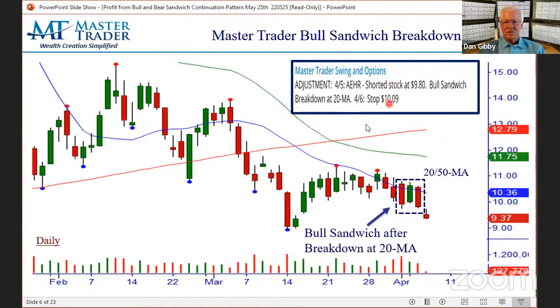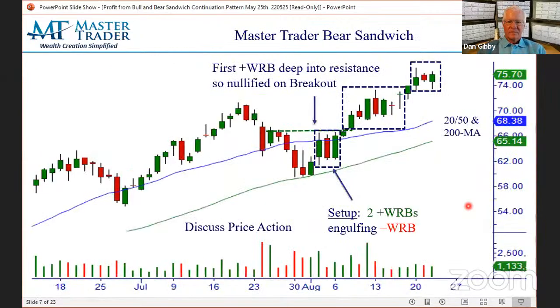So this is our Telegram alerts we send to our subscribers. We give the date, the symbol, the strategy, the technical setup, stop loss from beginning to end. Bull sandwich breakdown at the 20 MA. There you have it. And as Greg says, the rest of the examples are the same but different. It's the same concepts. It's like playing blackjack. You're using your same skill sets, but you have a different set of circumstances.